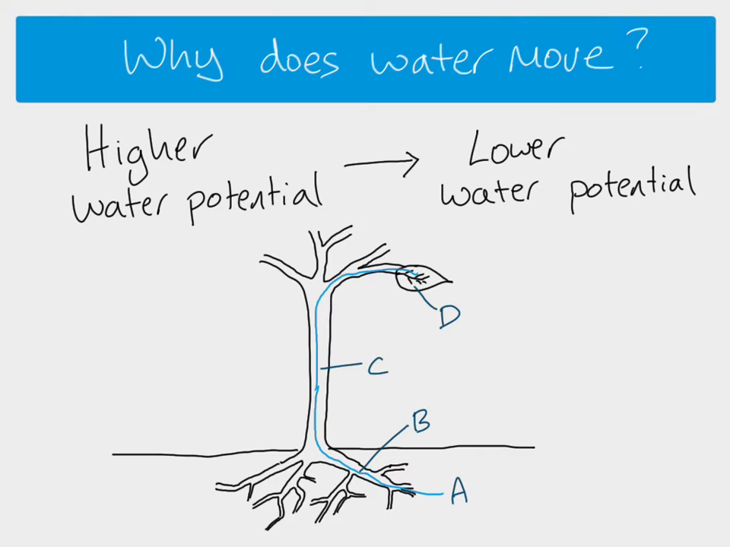So by putting all this together, we can say that D has got the lowest water potential. And as you move down here, the water potential is getting higher. And A, which is the soil, that's where the water potential is highest.